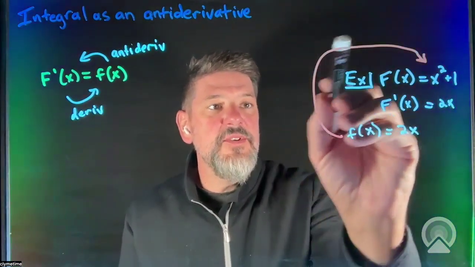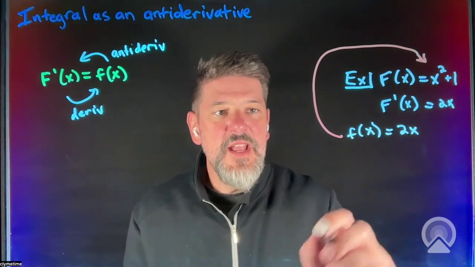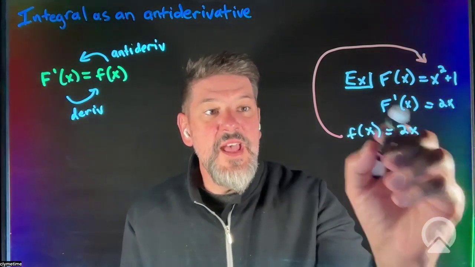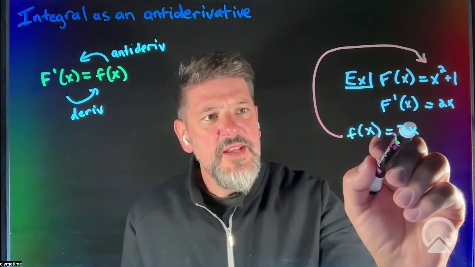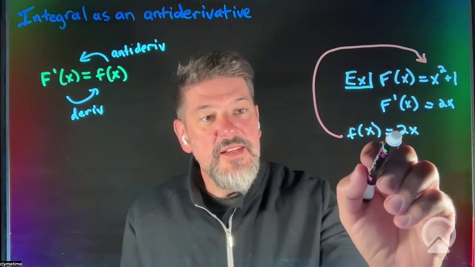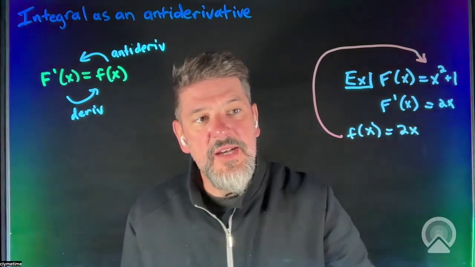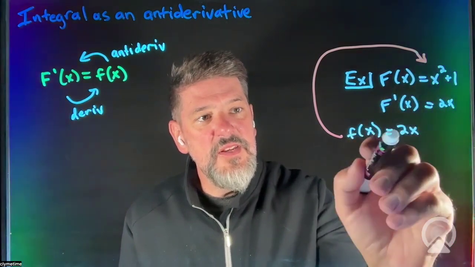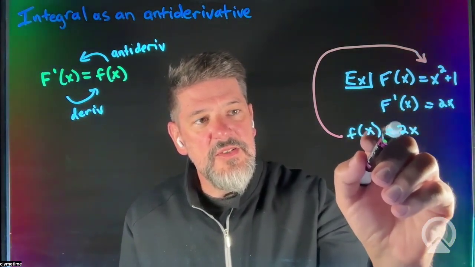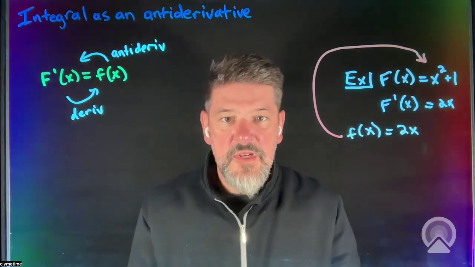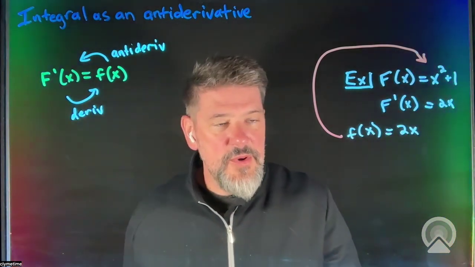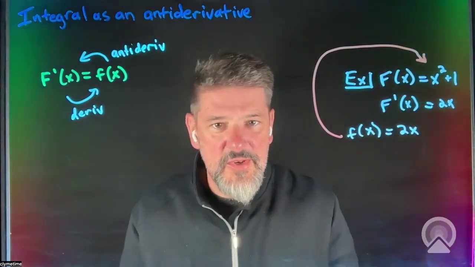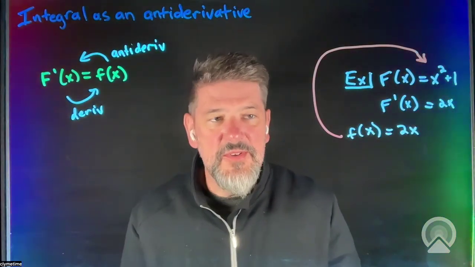If I want to go backwards, back to capital F, I'm going to have to go backwards. So what we're going to do is add 1 to the power, so we go from 1 to 2. And then instead of multiplying, we're going to divide by the new power. So you add 1 to the power, that's why it goes from 1 to 2, and you divide by the new power, so you divide by 2. And 2 divided by 2 is 1. So we're adding to the power and dividing by the new power, as opposed to multiplying by the power and then subtracting 1 from the power. You just do everything backwards.